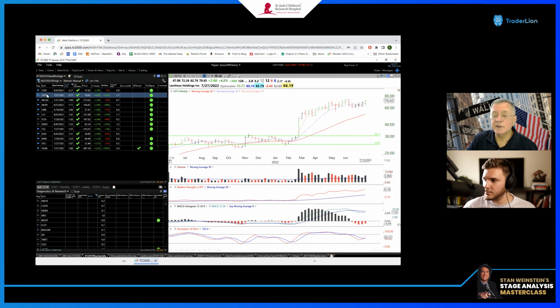Let me see LNTH. Here's an example. 4 is above the 10, is above the 30, right? I missed it. Here is a bounce off of the 4. It's a green bar. Here's another, here's another, here's another, where I might consider buying it.